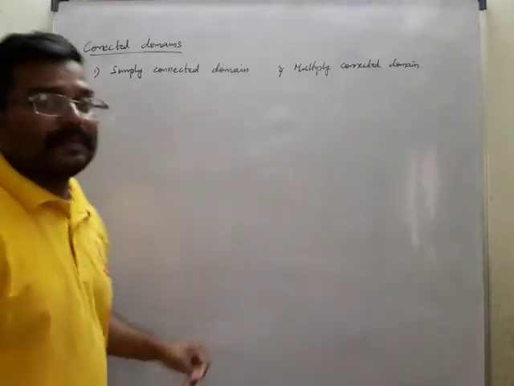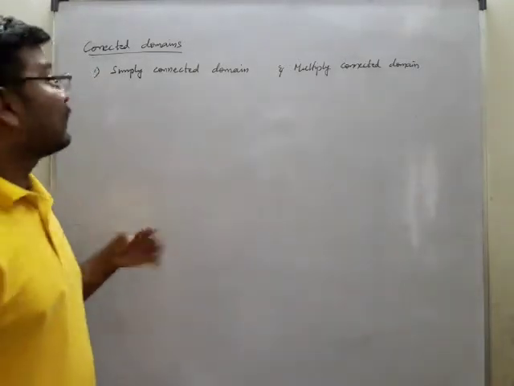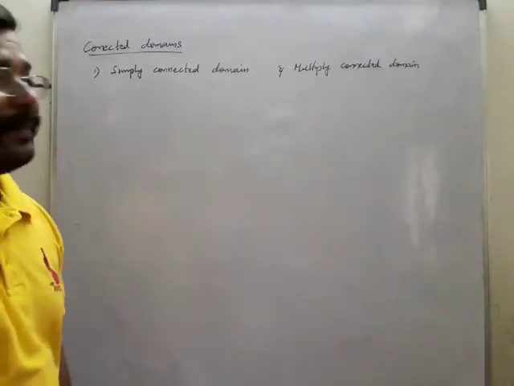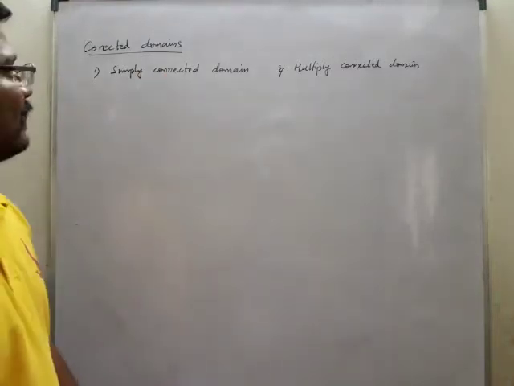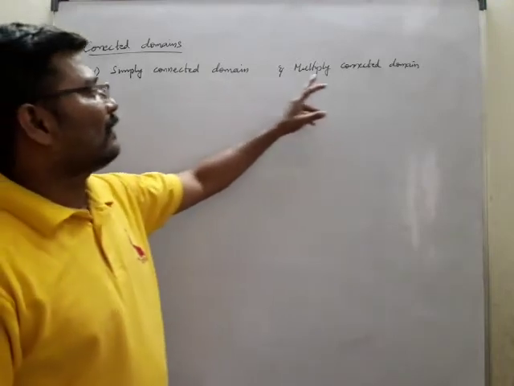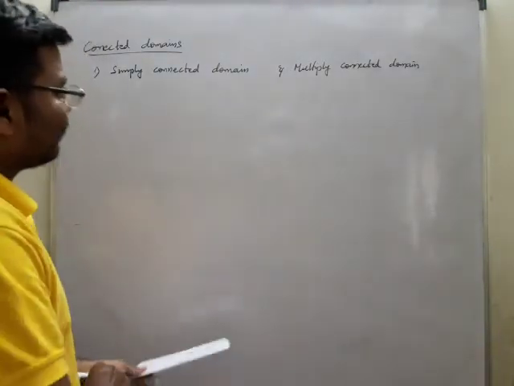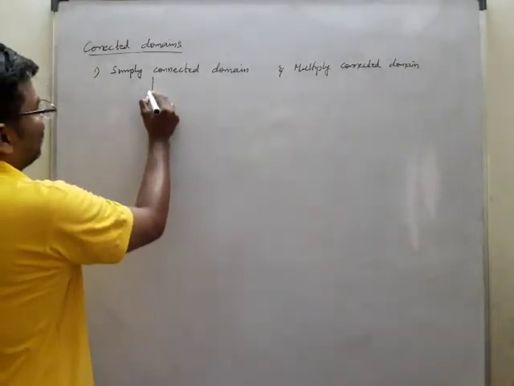Next, students, we'll see connected domains. There are two types of connected domains. One is the simply connected domain, and the other one is the multiply connected domain. What is a simply connected domain? What is the definition of a simply connected domain?